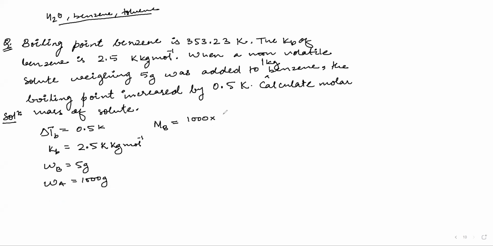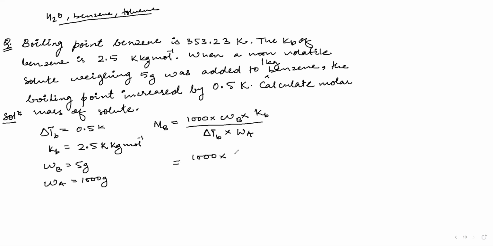MB is equal to 1000 into WB into Kb upon delta Tb into WA. Sanya has given the answer, and Ahmed has also given the same answer, so I guess it is right. Amalya has given an answer, but it is different.